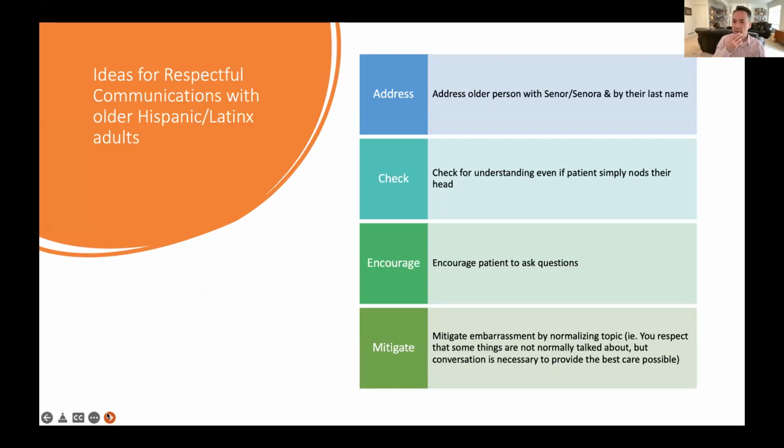That can be difficult because sometimes people are embarrassed by certain topics, and this can be applied to a wider range of topics. But you can say, hey, you can respect that we usually don't talk about these, but it's necessary to provide the best care. All right. Okay, good. Thank you. Next slide.